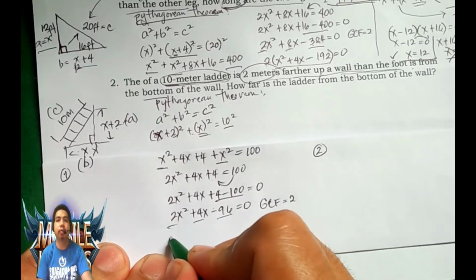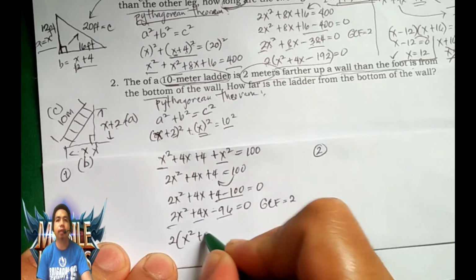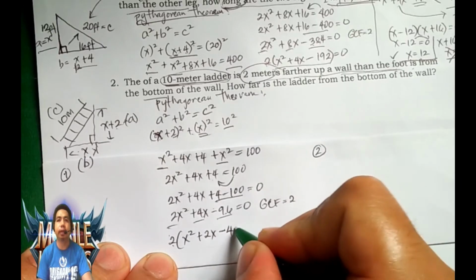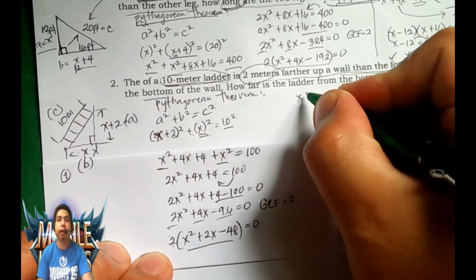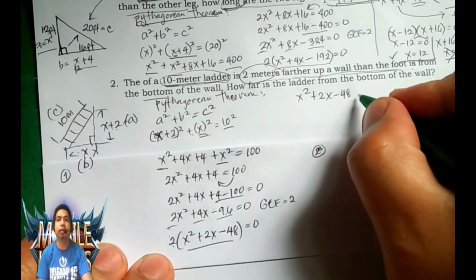Ang GCF natin ay 2. So, we have 2 multiplied to quantity. Divide natin yung expression. 2x square, divide nyo sa 2, that is x square. 4x, divide nyo sa 2, that is 2x. Negative 96, divide nyo sa 2, that is equal to 48. Yan. That is equal to 0. X square plus 2x minus 48, and that's equal to 0.